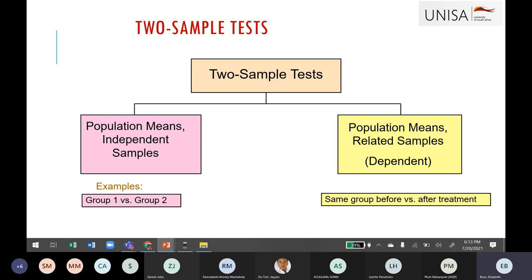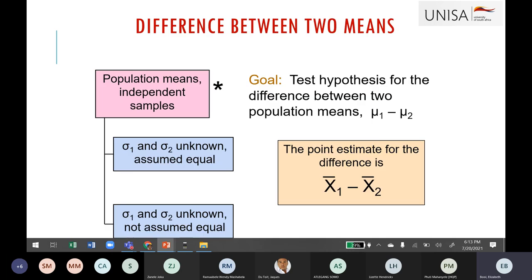So we're going to first start looking at the independent samples. When we talk about hypothesis testing for independent samples, we want to test whether there are differences between the two groups. And usually for independent samples, there are two scenarios that can happen. It doesn't matter whether the samples that you select come from two different population groups.